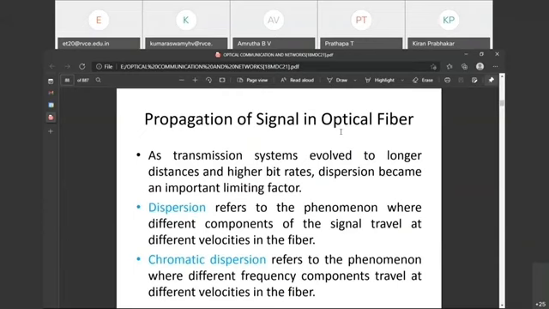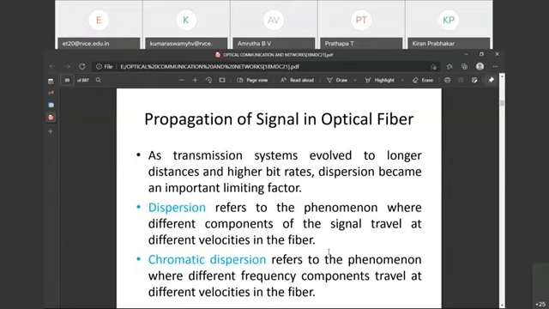So the next part is the dispersion. First we saw the absorption, then we saw scattering, and the next one is dispersion. For absorption, it is the material property: the impurities present in it are the cause for absorption. The second one is scattering.